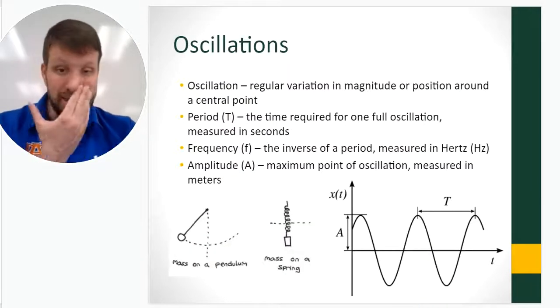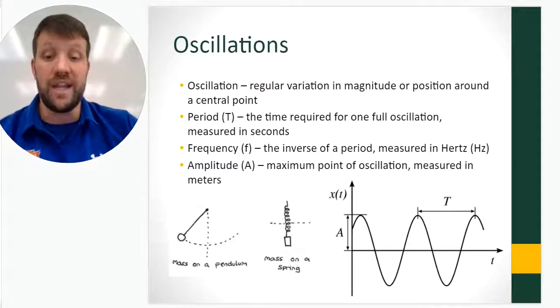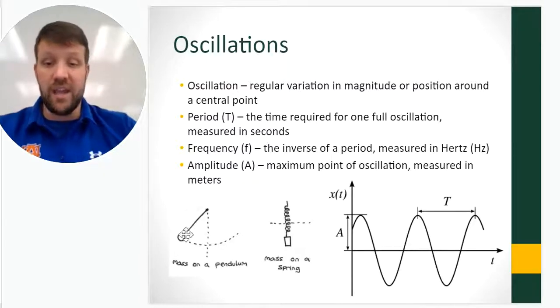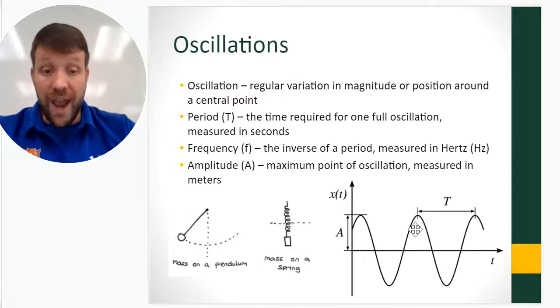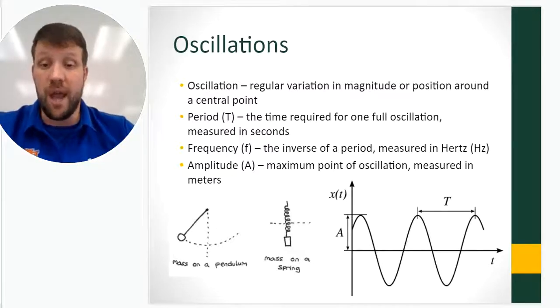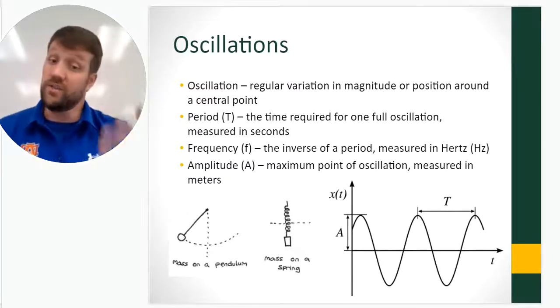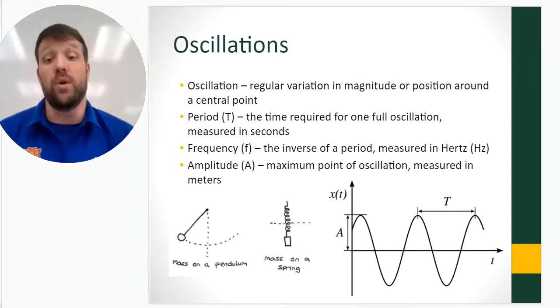Now, oscillations. This is that regular variation in magnitude or position around a central point. So an oscillation is the pendulum going back and forth, and the spring going up and down, and it graphs to be, again, a wave, and that's why this is really important to cover right now. So the period is the time required for one full oscillation, the same term we used before, the period.